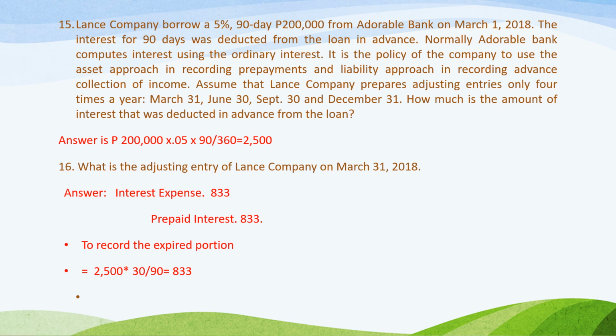Number 16. What is the adjusting entry of Lance Company on March 31, 2018? So, March 1 to March 31, that is 1 month, 30 days. Therefore, 2,500 times 30 divided by 90 days is equal to 833. This is the prepaid interest, or the interest collected in advance, that is to be regarded now as no longer prepaid because this is already the expired portion. So debit interest expense 833 and credit prepaid interest 833.